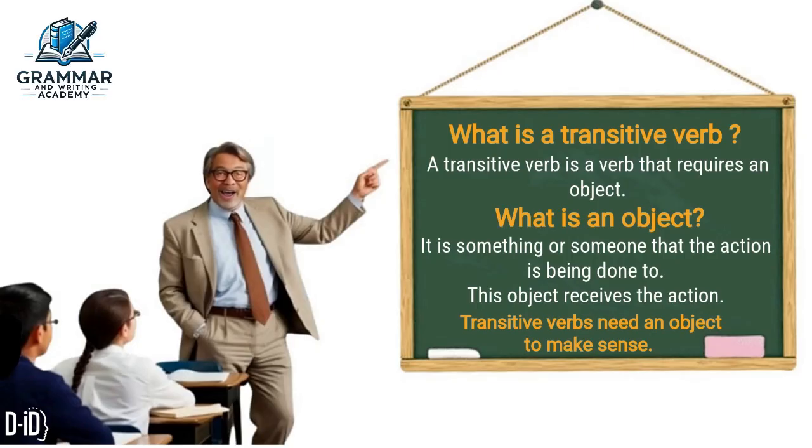Now let's talk about transitive verbs. What is a transitive verb? A transitive verb is a verb that requires an object. What is an object? It is something or someone that the action is being done to. This object receives the action. Transitive verbs are essential in our sentences because they need an object to make sense. Without an object, they feel incomplete and leave us hanging.